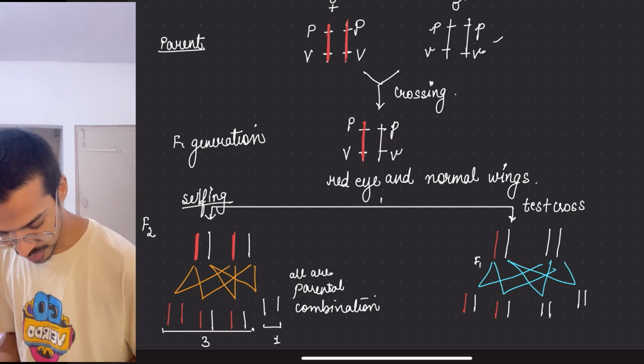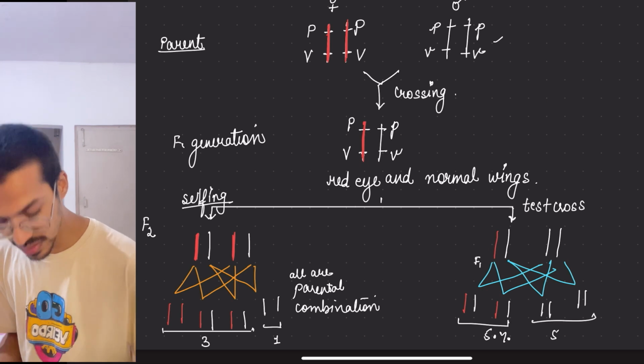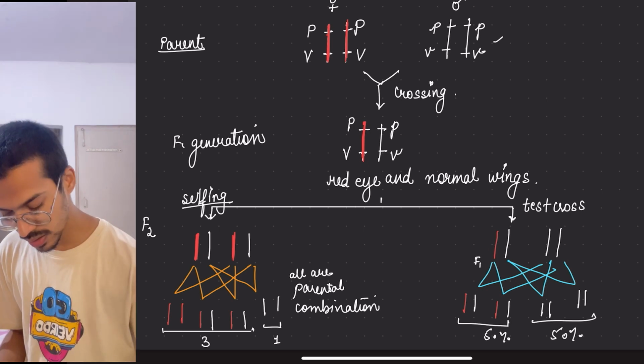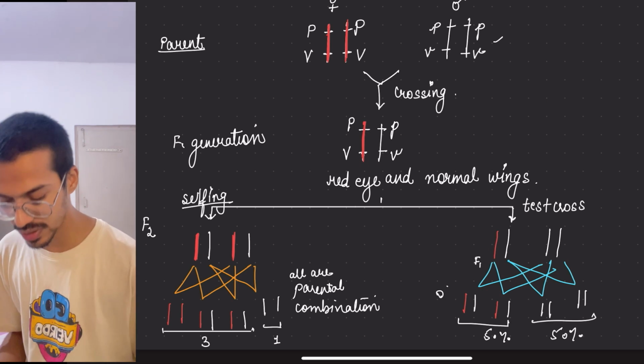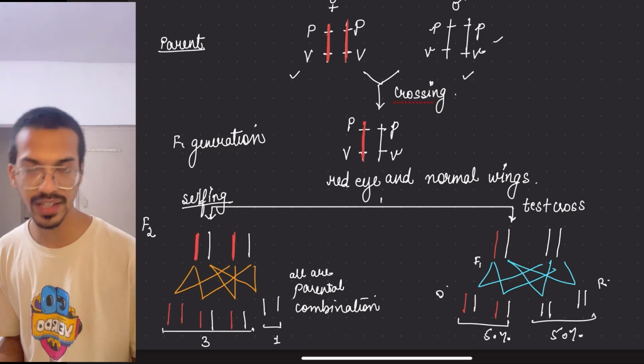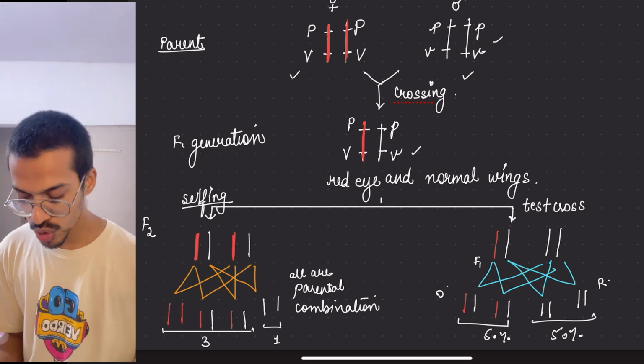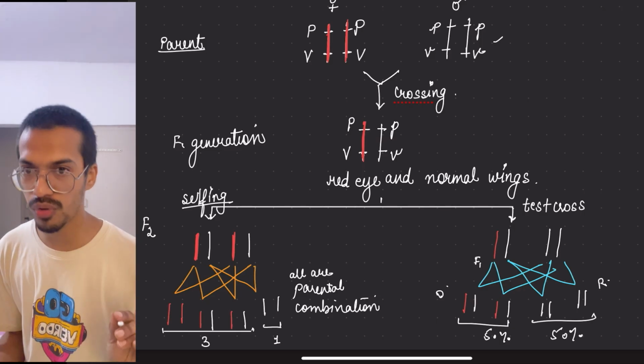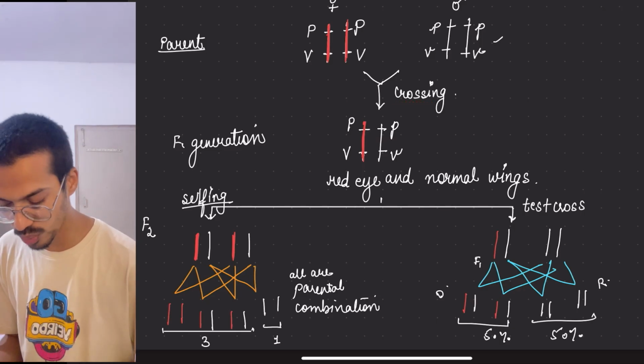That is 50% this, 50% this. Means it still remains the dominant and the recessive trait only, similar like this only. Parental trait like this only. There is no new thing that has been formed. Same thing, 50-50 means 1:1 ratio.